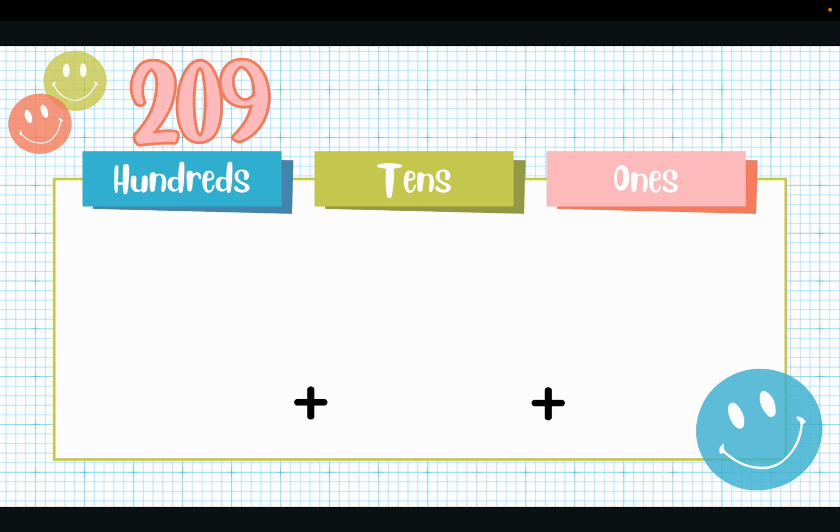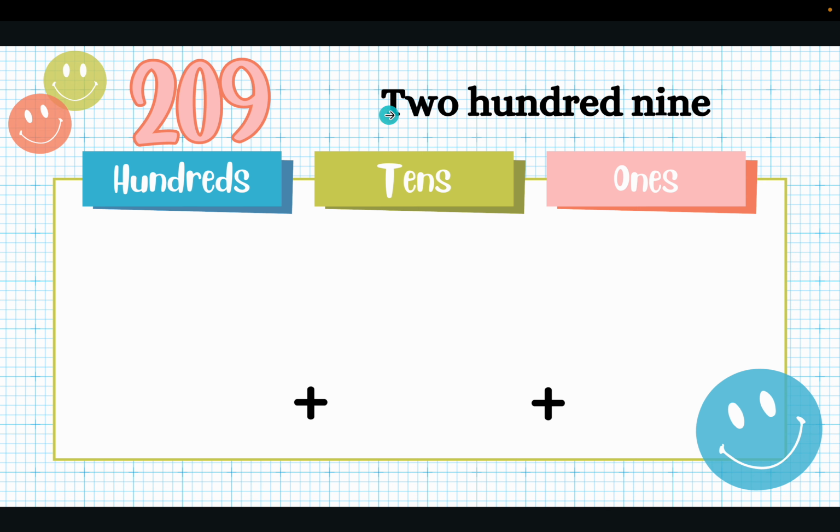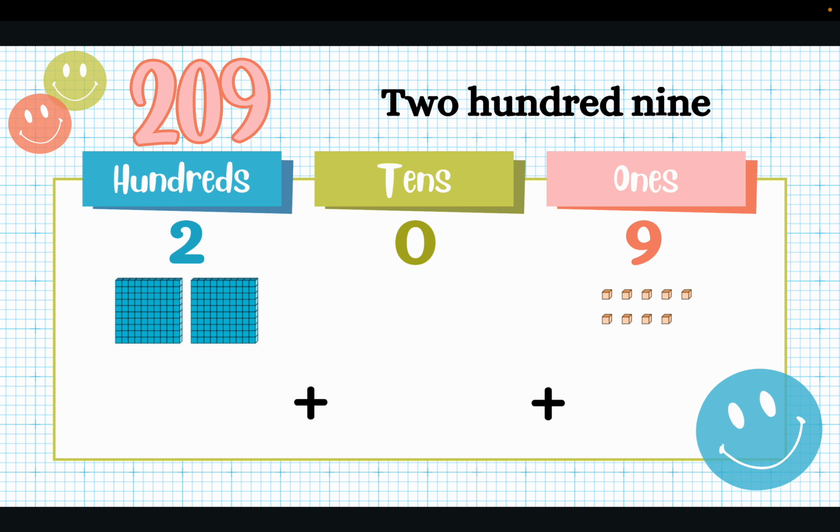209. Okay, so here we have 209. Let's see how it is in word form. 209. And let's see our base 10 diagram. We have 2, 0, 9. And our base 10 blocks, 2 hundreds, no 10s, and 9 1s. And for our expanded, we have 200 plus 0 plus 9.